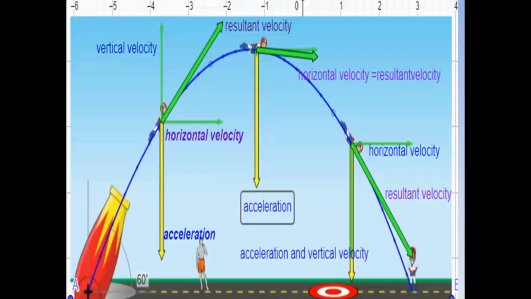Here is detail about the motion of an object projected at an angle of 60 degrees. The yellow is the acceleration, and the green one is the resultant velocity. So the vertical velocity changes direction with time, but the horizontal velocity is constant.